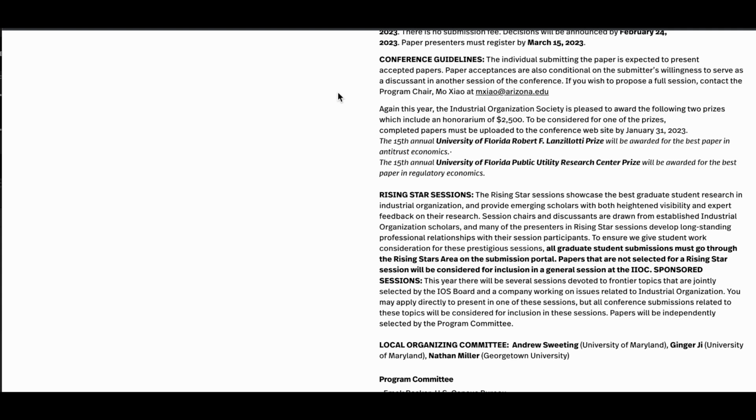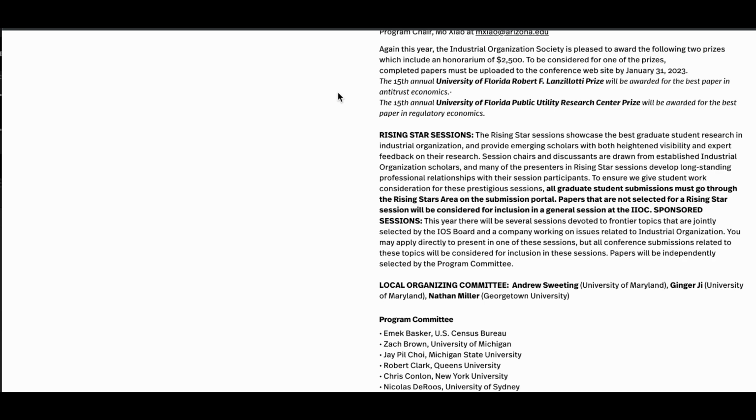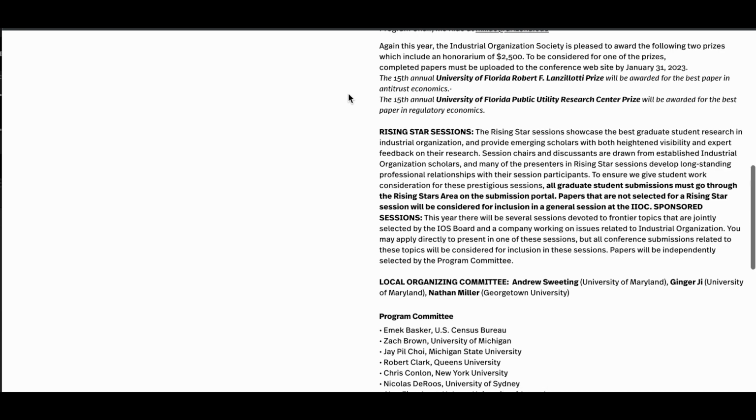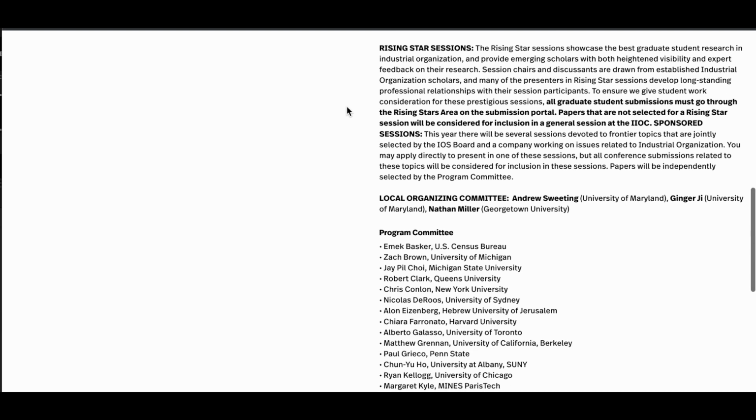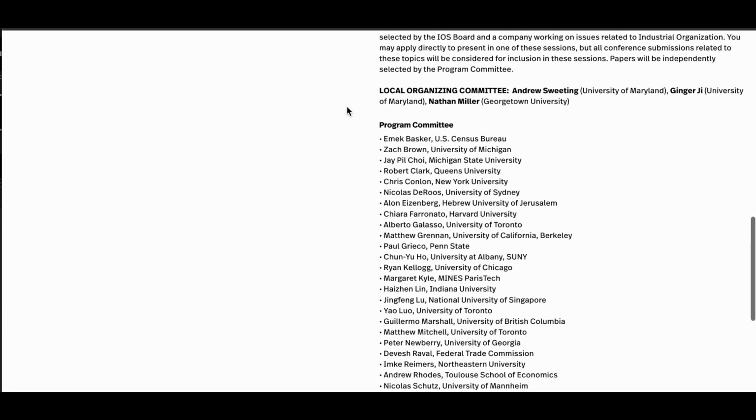Here it basically just lays out that you have to actually present at the conference, and you have to actually work on other sessions at the conference as well. And here, they have some different prizes that they're going to offer, as well as some other different subsessions, how the conference overall will be broken down.